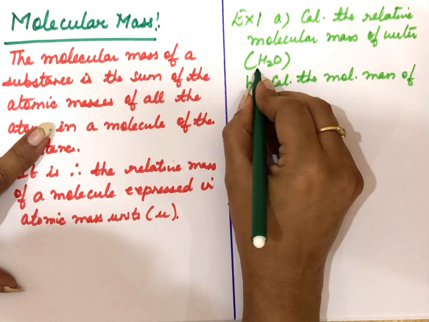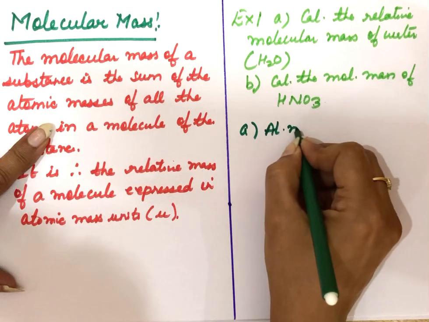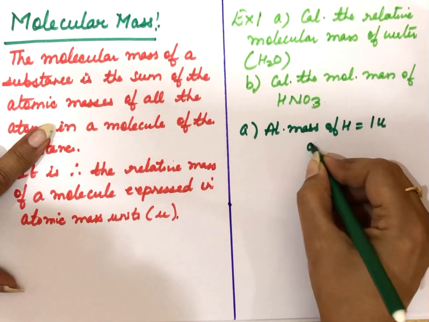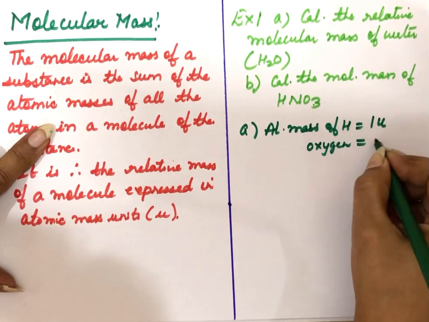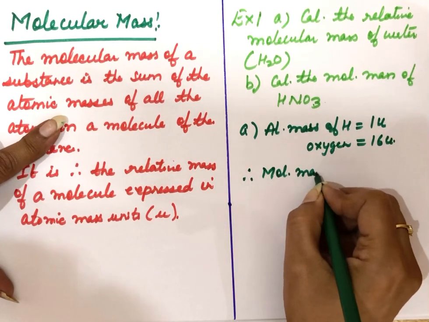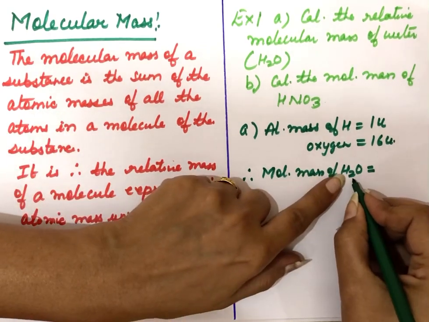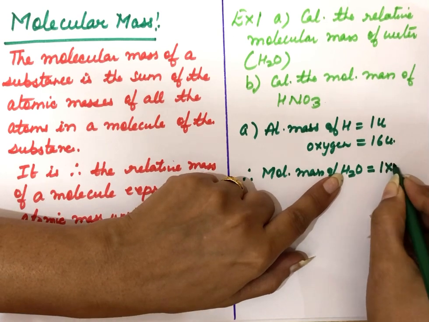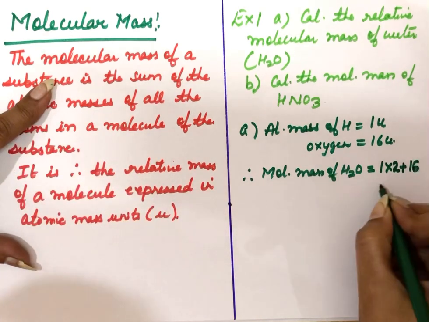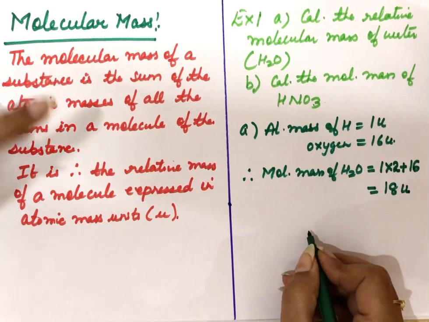So first of all, to find out the molecular mass of water, I need atomic mass of hydrogen and atomic mass of oxygen. And we know atomic mass of hydrogen is 1 U. Remember, it is U. And oxygen atomic mass is 16 U. Therefore, molecular mass of water is equal to atomic mass of hydrogen, but there are two atoms, so we multiply with the number of atoms, and to this we add atomic mass of oxygen, that is 16. Add the two, what we'll get is 18 U is molecular mass of water.